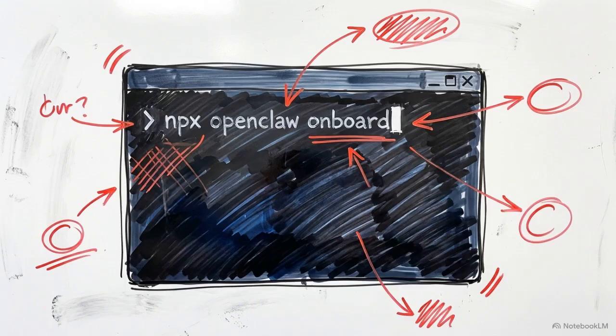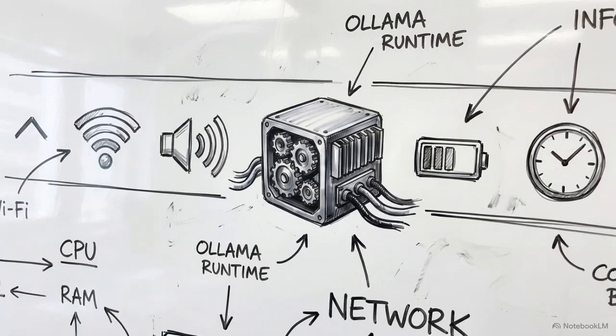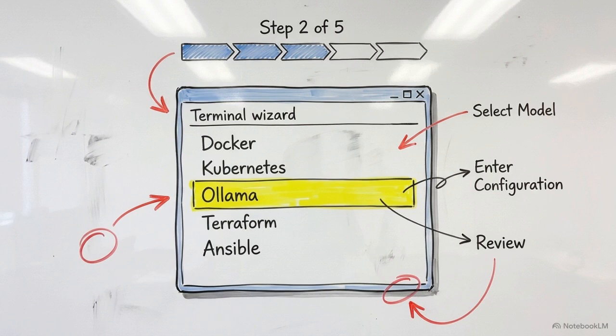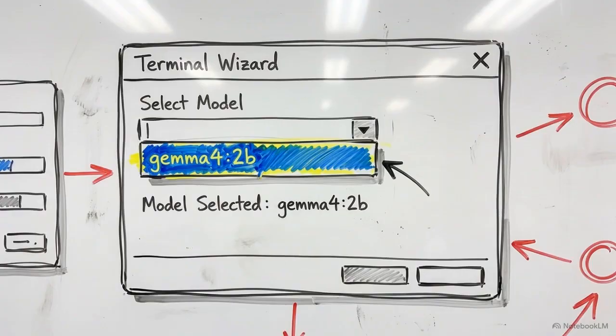In your terminal, type npx OpenClaw onboard to launch the configuration wizard. A quick warning, the Ollama application must remain actively running in your background or system tray, or this connection will fail. In the wizard, your first configuration step is to scroll through the list of providers and select Ollama. Next, confirm and map your local base URL to http://localhost:11434. Finally, select the Gemma 4 model we just downloaded from your local registry list.